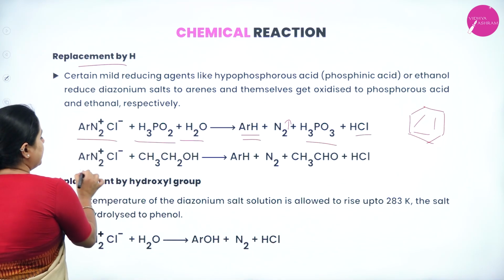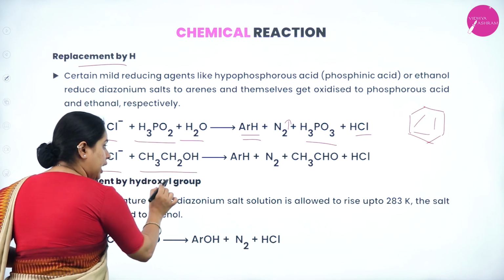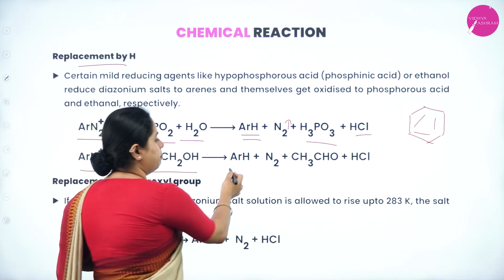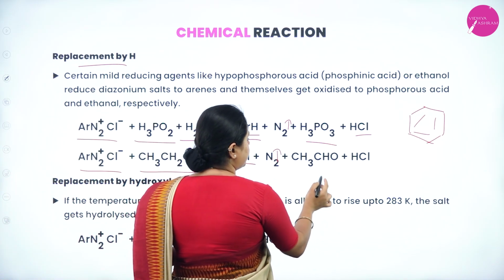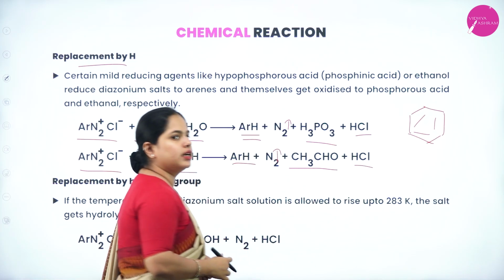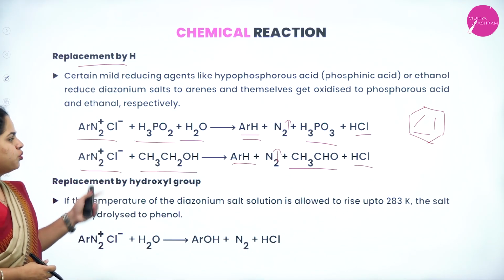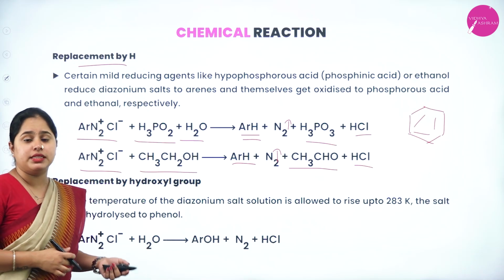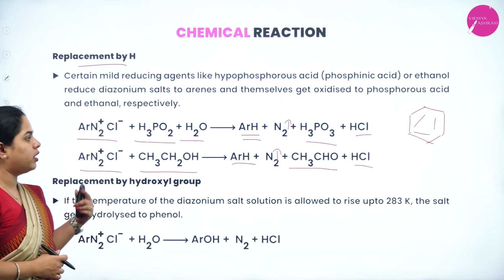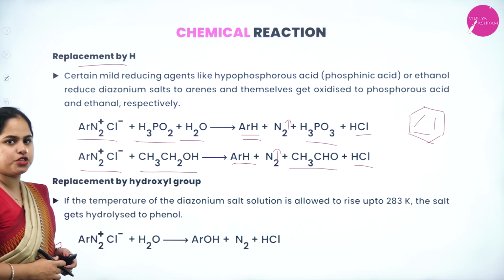In the same way, benzene diazonium chloride can react with ethanol again to form benzene. Nitrogen gas is liberated. You have ethanal and HCl. Okay, so these two reactions can be used to prepare benzene from benzene diazonium chloride.